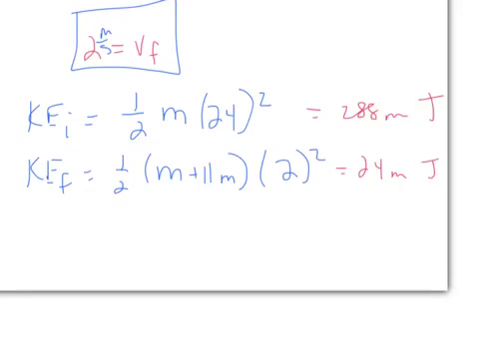If we look at the difference, let's look at the delta KE. It's just going to be 24m minus 288m, which will give us a value of negative 264m joules. This means that this is the amount of energy needed for the pellet to embed itself into the actual clay cart. So we can see as the mass of the pellet increases, the amount of energy needed for it to actually embed itself will also increase.